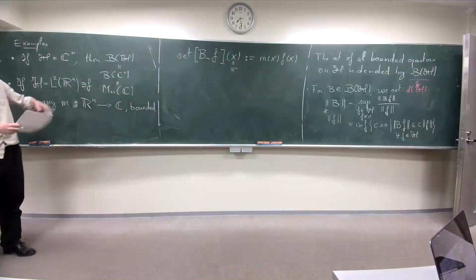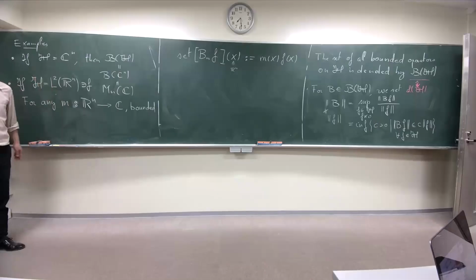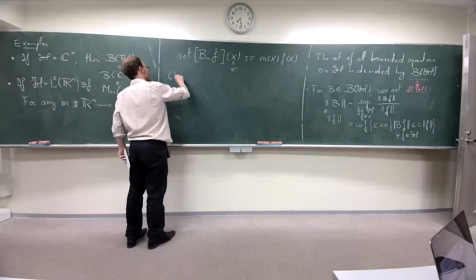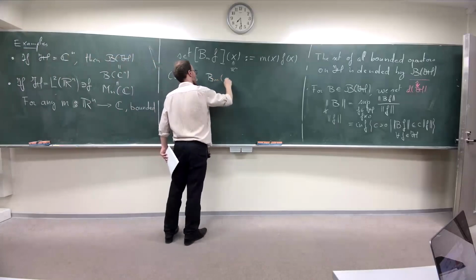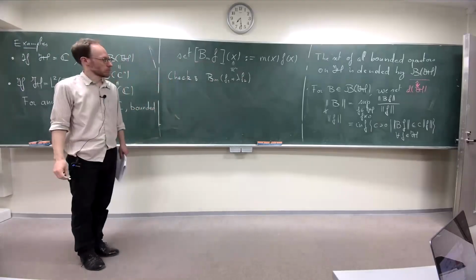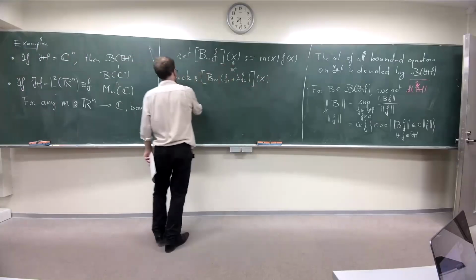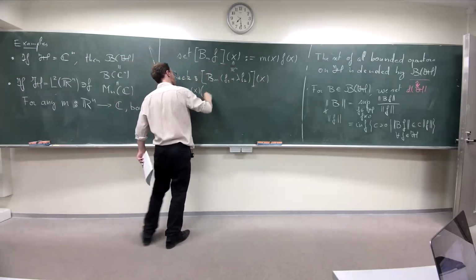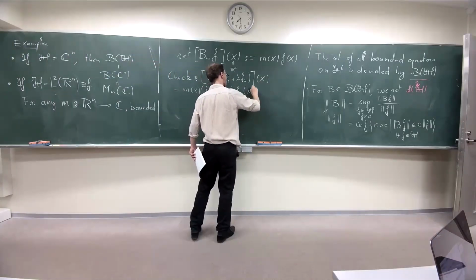You have one function which is a function on Rn, but which is L2, and we have one function which is just bounded. You multiply them. I want to be sure now that it's well defined. So check. The first one is easy. B_M on f1 plus lambda f2. Let us do it very carefully. Evaluated at x, this is m of x, f1 of x plus lambda f2 of x.